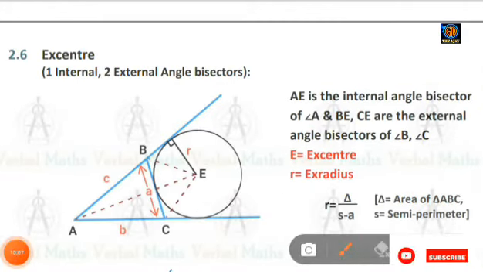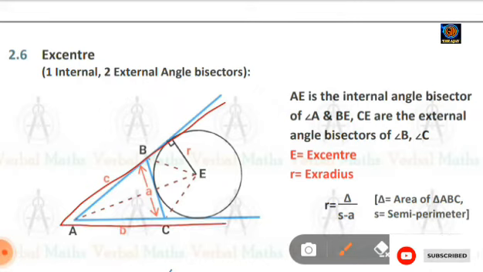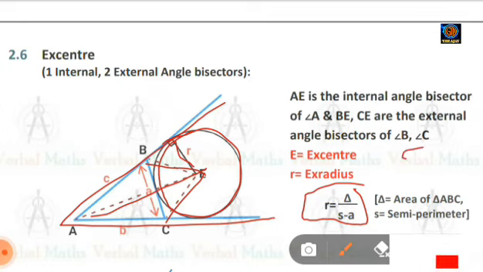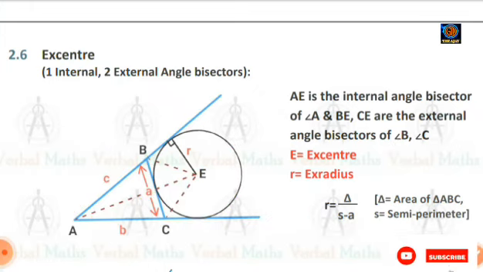What is an excenter? The excenter is the center which lies outside the triangle. Suppose this is triangle ABC, and this is an angle bisector, and this is again an angle bisector, forming a circle, so this is called the excenter. To find the exradius, it is the area of triangle ABC upon S minus A, where A is a side of the triangle.